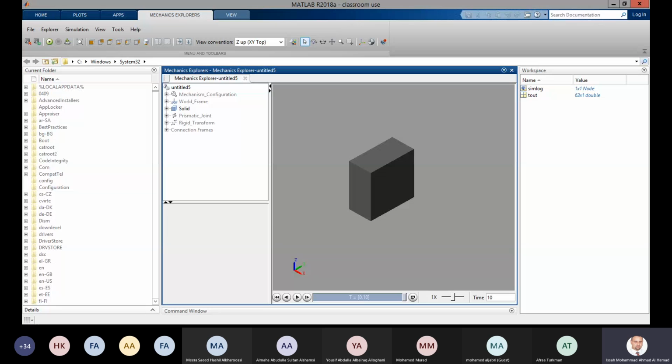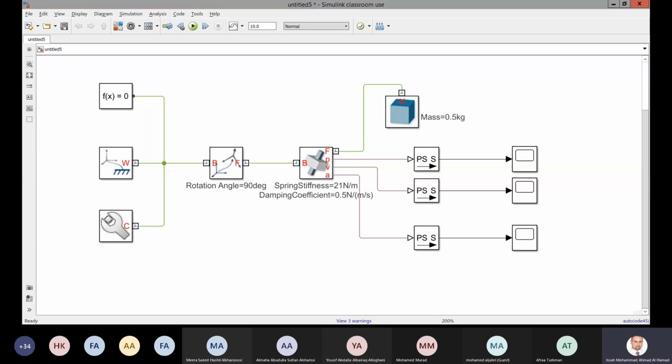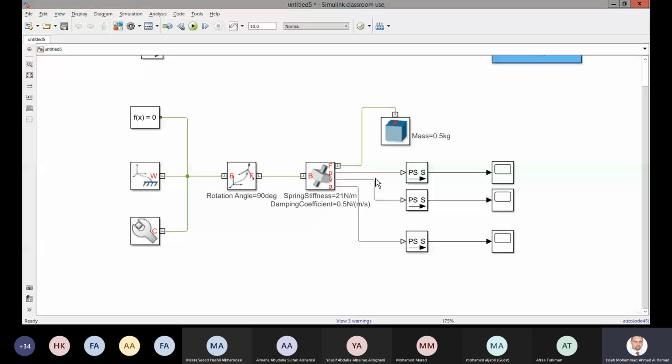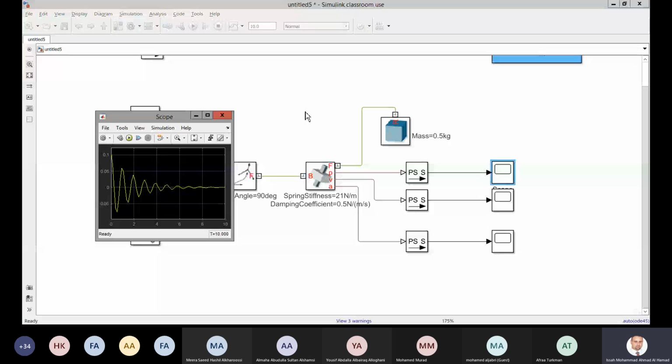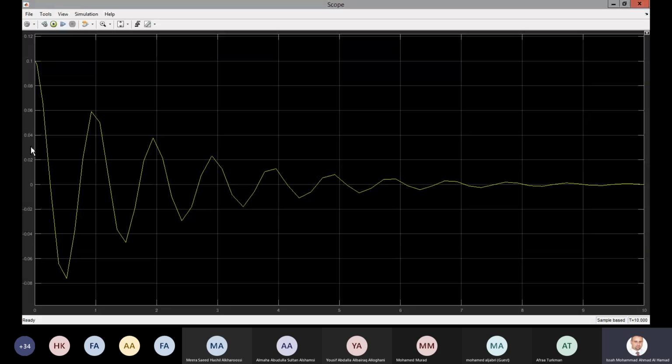Let's go back and check the scopes. So these are the scopes. Now we need to find the position versus time. If you double click on the scope here, you will get the position starting from 10 centimeters. It started vibrating. The amplitude was large at the beginning. Then it starts damping until it goes back to rest after maybe 8 or 9 seconds.